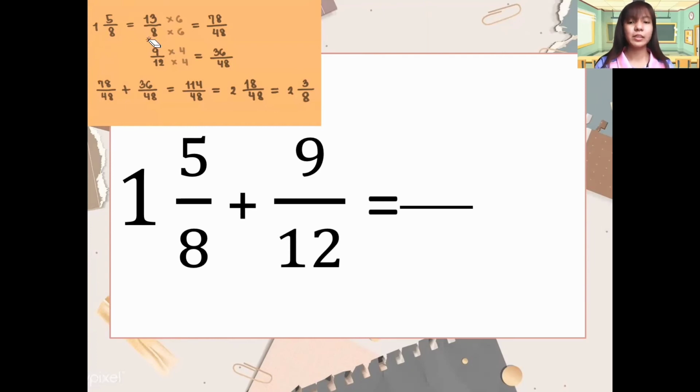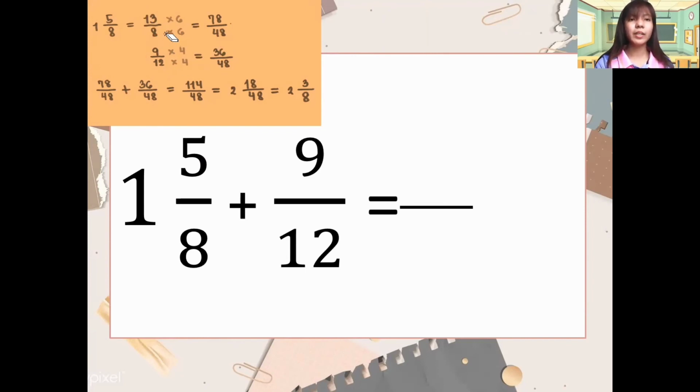So now we have the same kind of fractions. From 1 and 5 over 8, it becomes 13 over 8. So now, it's time for us to find the numbers that we're going to multiply to each denominator that could make them both the same.